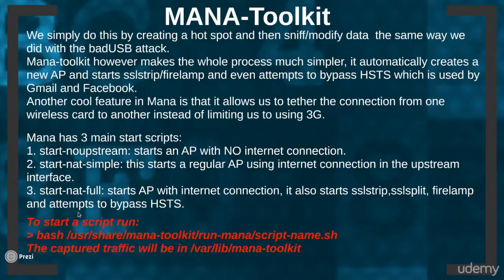The third one, which is StartNAT Full, will start your access point with internet connection. It will also start a few tools like SSL strip, SSL split, FireLamb, which sniffs cookies, and it will also attempt to bypass HSTS. Now personally, I prefer running the simple one and then running any attack that I want manually, because if any of these attacks does not work properly, I can see what's going wrong and I can fix it.